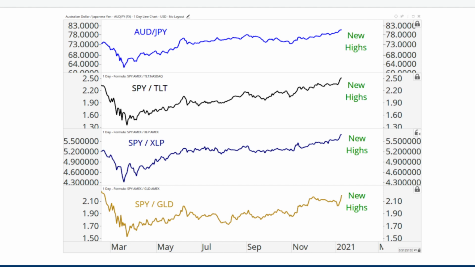Aussie yen making new highs. Stocks breaking out to new highs relative to bonds. Stocks making new highs relative to staples. In other words, consumer staples making new lows, as we saw in the chart before. Gold making new lows, just like in the chart we saw before. In other words, stocks making new relative highs versus gold. This is what risk appetite looks like, folks.